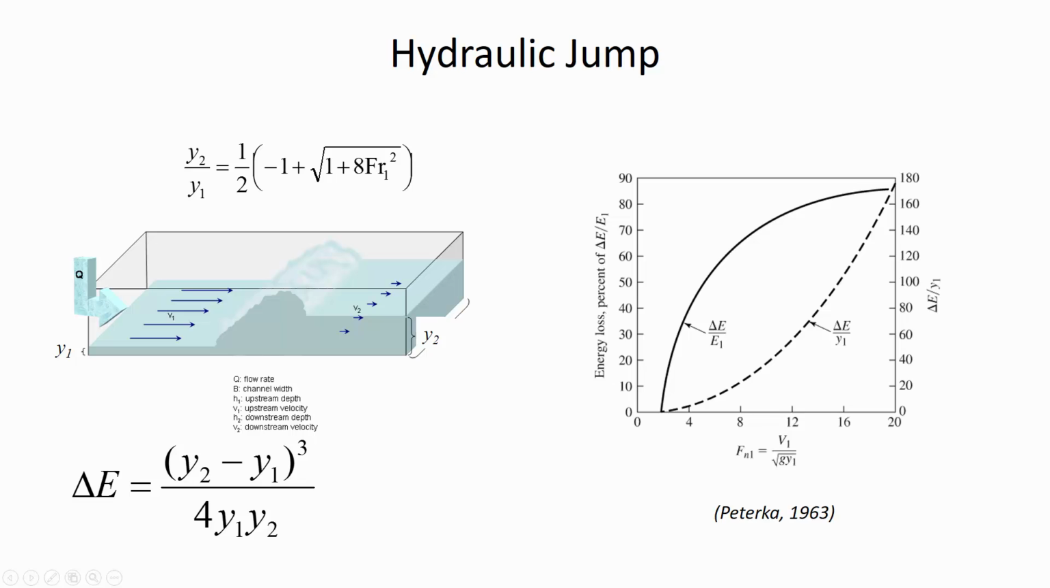And the book provides a graphical representation of the energy loss. This is just as a function of the initial energy that exists at 1. And you can tell from the curve of this that as the Froude number increases, the amount of energy loss increases, but the rate of increase is declining. So through a hydraulic jump, you can burn off up to about 85% of the initial energy that's available.